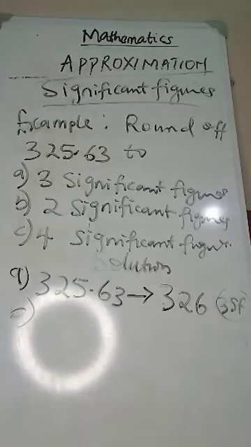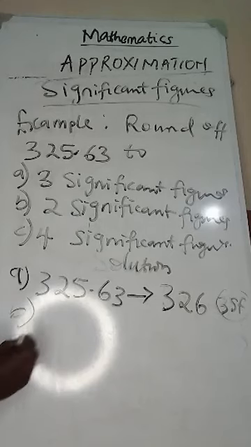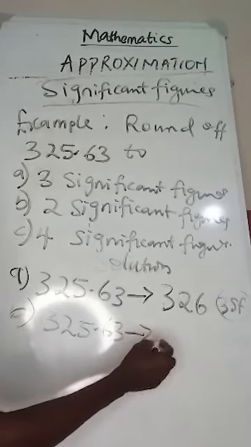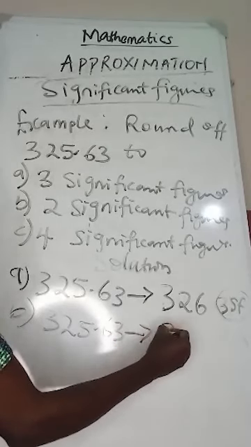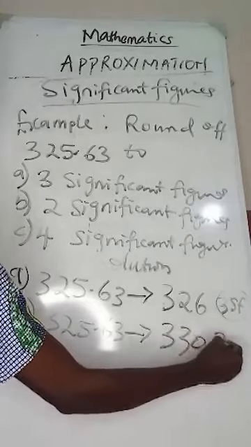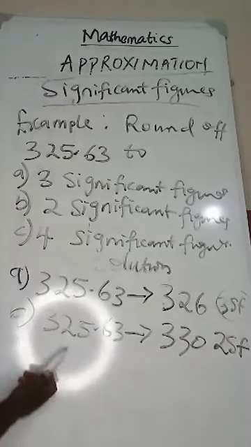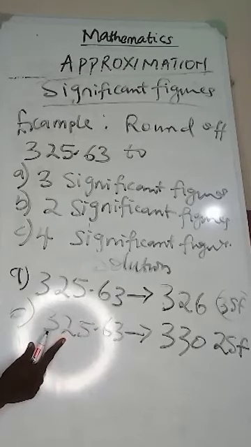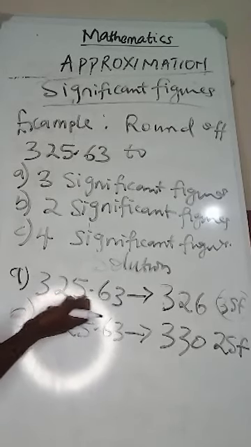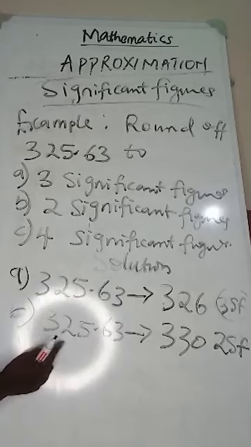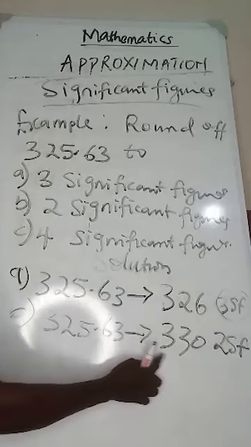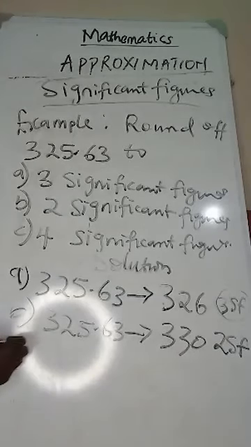B, we round to two significant figures. 325.63 to two significant figures will give us 330. We rounded off the 5 to 1, and we added it to 3. So here we are talking about only these two significant figures. We rounded 5 to 1, adding it to 2, gives us 330 to two significant figures.